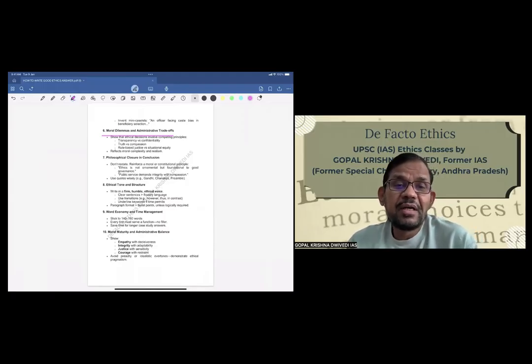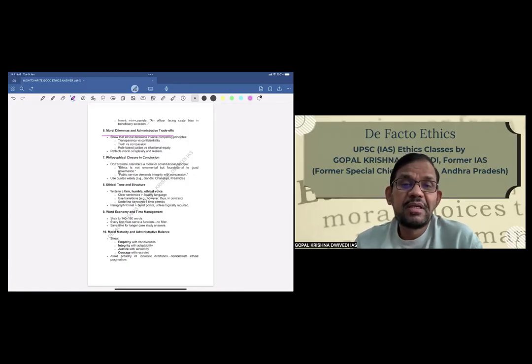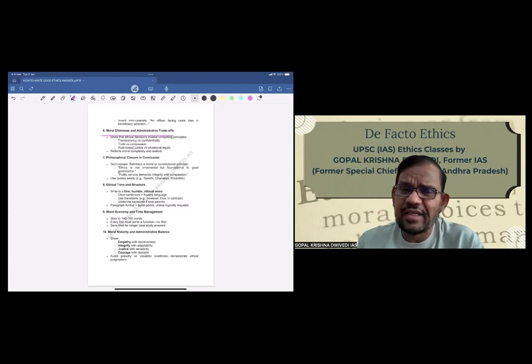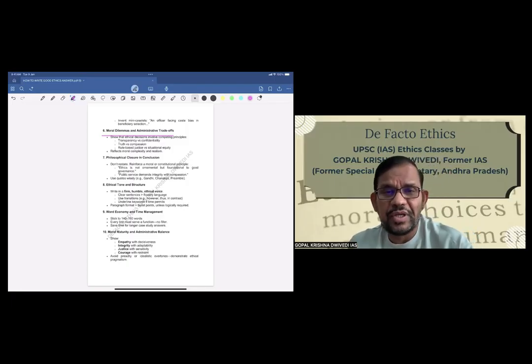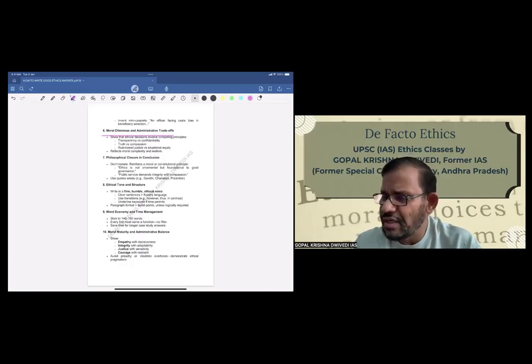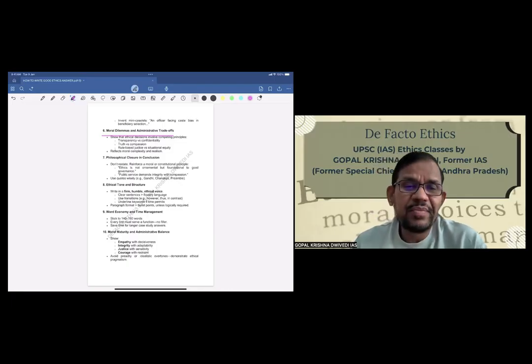Then moral dilemmas and administrative trade-offs. This is again important. While writing the answer, show that ethical decisions involve competing principles. For example, transparency versus confidentiality, truth versus compassion, rights-based justice versus situational equality. These are examples, but these kinds of dilemmas do occur. For example, individual versus society: sometimes individual freedom will be risked, and sometimes societal interest will be risked. Or development versus welfare. All those things you need to mention clearly in your answer.